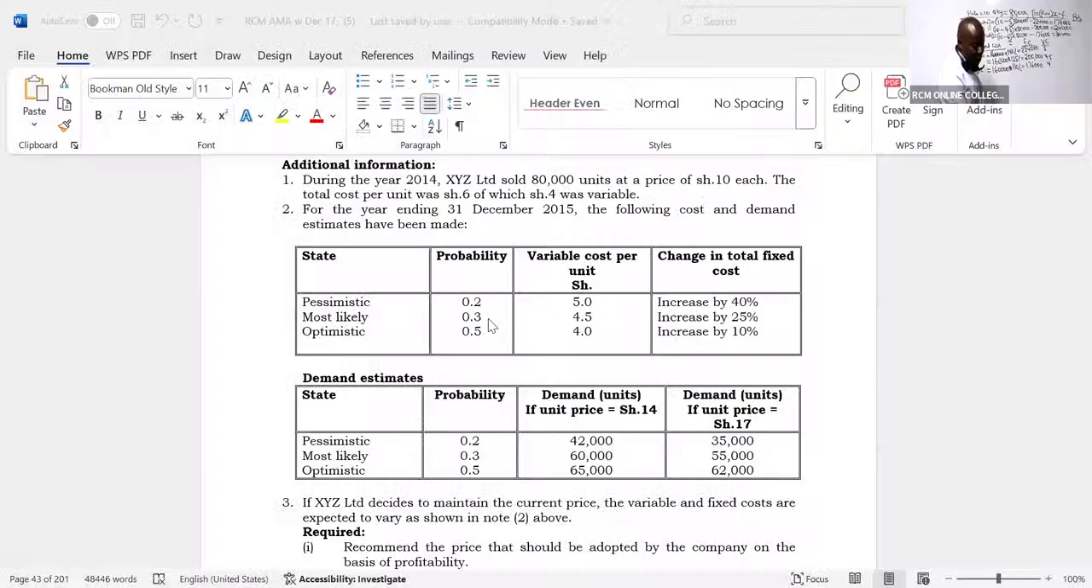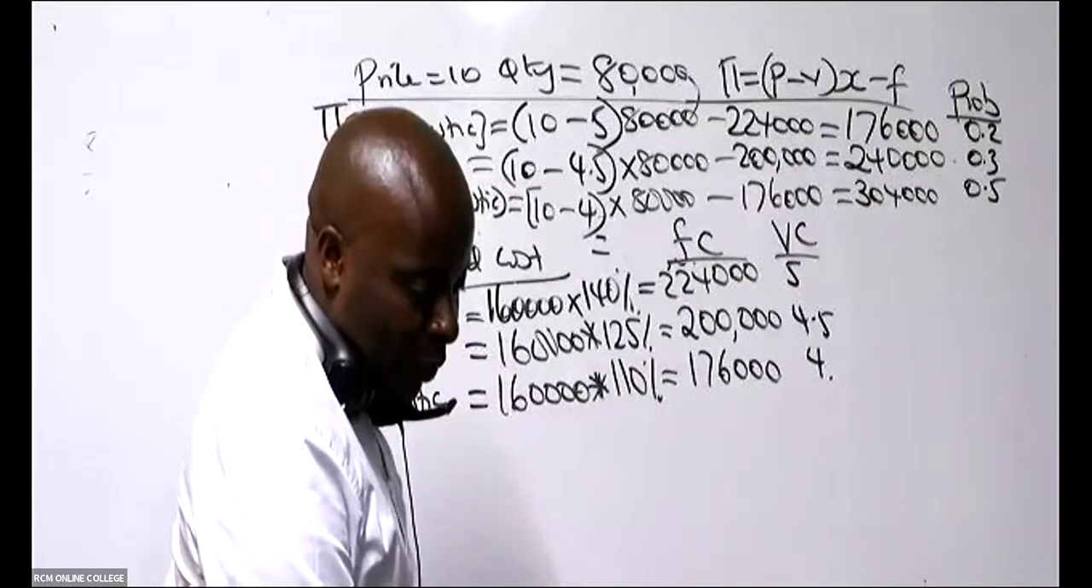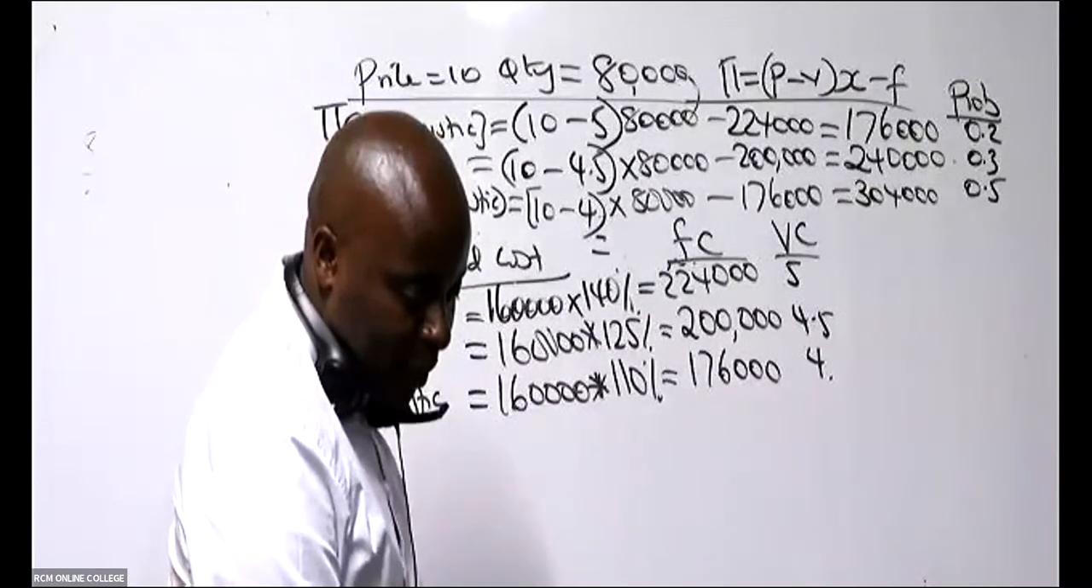The probabilities of our environments have been given here: 0.2, 0.3, 0.5. But even in the second table, we have the same probabilities. So what shall we use those probabilities for? Use them to get what we call expected profit.